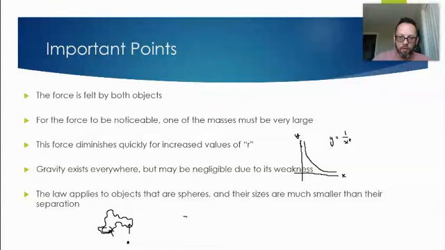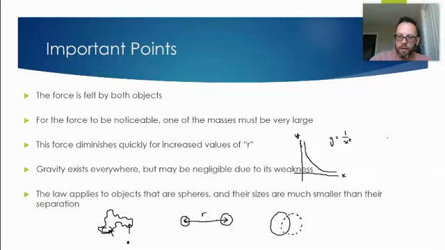So for us, we just treat things as point masses, as spheres, with a separation of R, and they just attract each other. So we keep things simple. And the sizes are much smaller than their separation, meaning we're not doing two big spheres that overlap with each other.